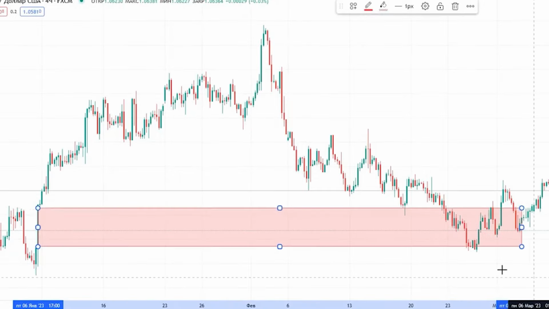This is why you should never blindly trade an imbalance fill. Some imbalances may never get filled at all. Always use imbalance together with other smart money tools.